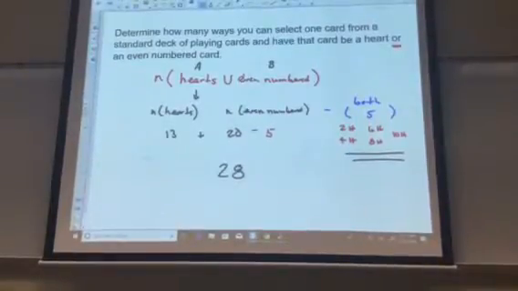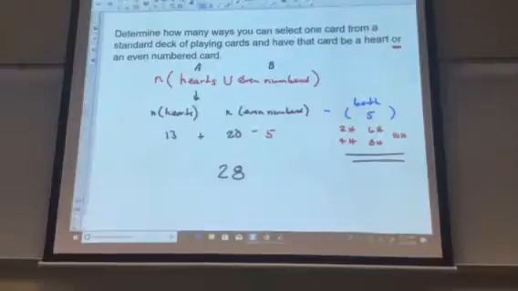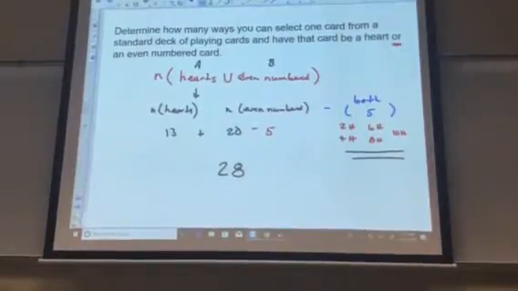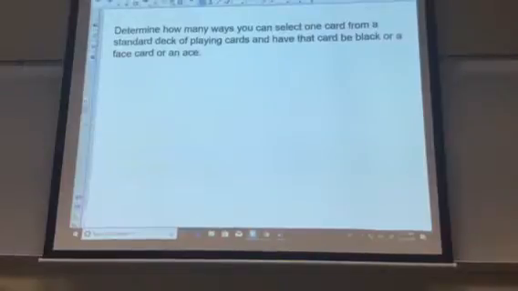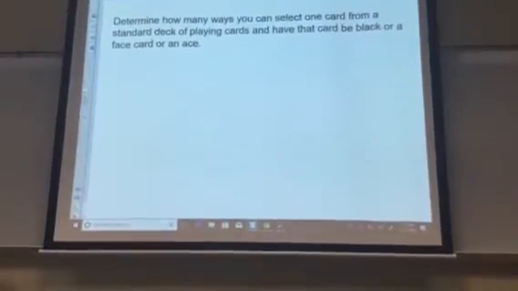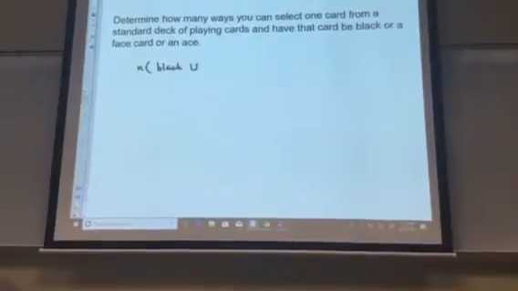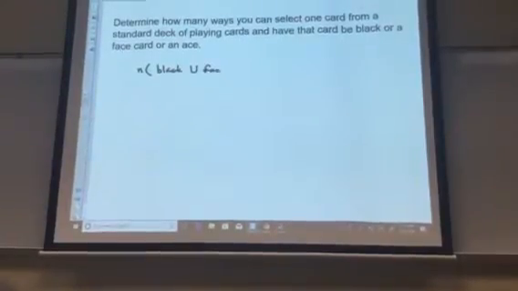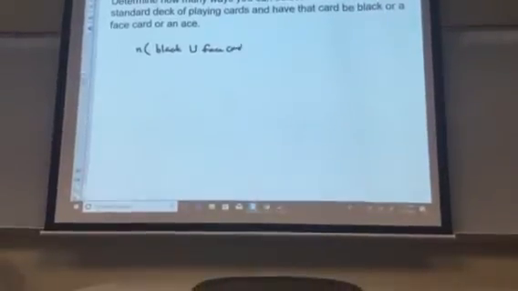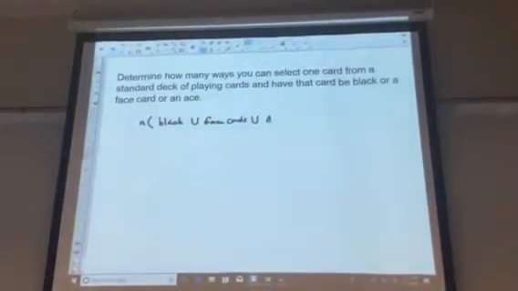Not much to this because you're just counting numbers, because there's only one event that you have to deal with in the problem. So what about this? How many ways can you select one card from a standard deck of playing cards and have that card be a black card or a face card or an ace? So I need the number of black cards. I need the number of face cards. And I need the number of aces.